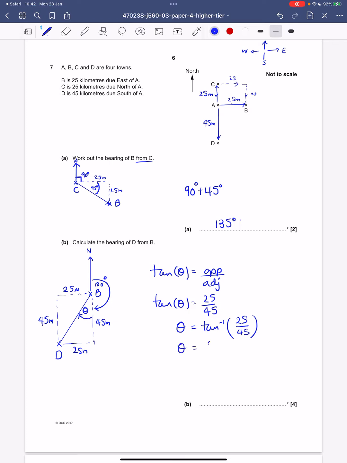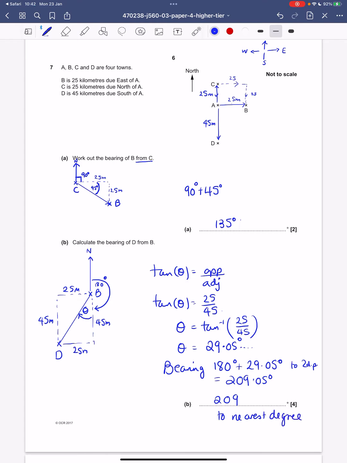So theta is 29.05 degrees. So the bearing that we want, D from B, is 180 degrees plus 29.05 degrees. That's to two decimal places. So it's 209.05 degrees. We'll just say 209, to the nearest degree. I've got the degree sign there, but I'll write it there.